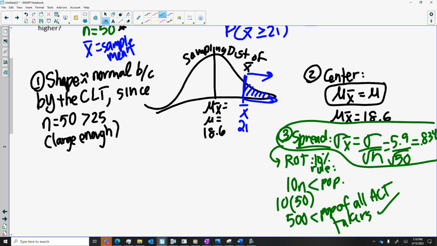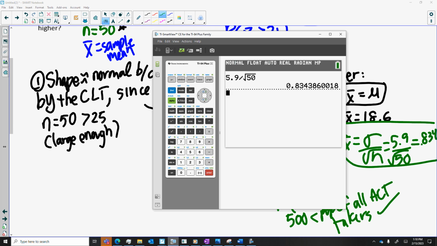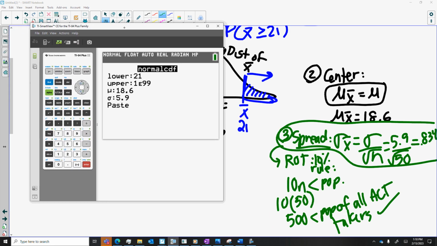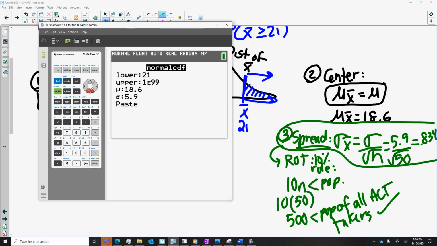All right, so now we're going to do this two ways. We're going to use normal CDF and we're also going to do the z-score. First, we'll start with normal CDF. Second vars, 2, normal CDF. Now the lower bound is still 21. The upper bound is still infinity. The mean is still 18.6, but now the standard deviation has really changed because it's actually 5.9 divided by radical 50, which is 0.834. So the standard deviation went way down.